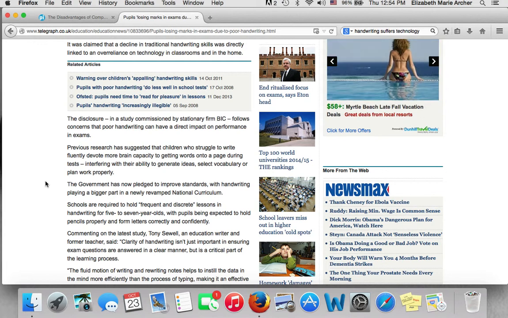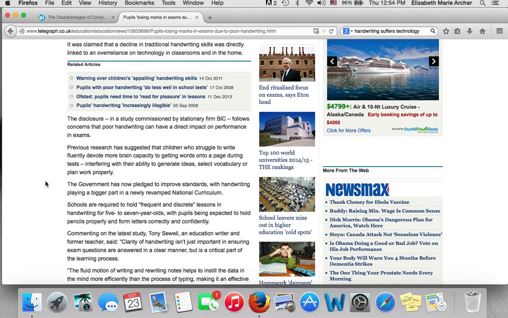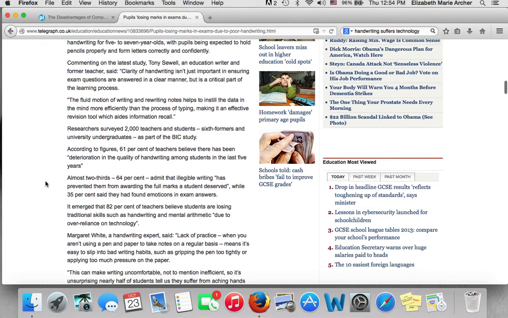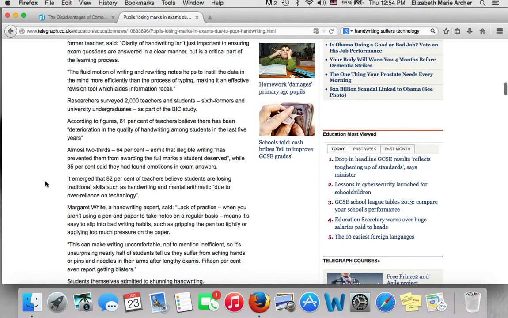Commenting on the latest study, Tony Sewell, an education writer and former teacher, said clarity of handwriting isn't just important in ensuring exam questions are answered in a clear manner, but is a critical part of the learning process. Okay. Fluid motion of writing and rewriting notes helps to instill the data in mind more.